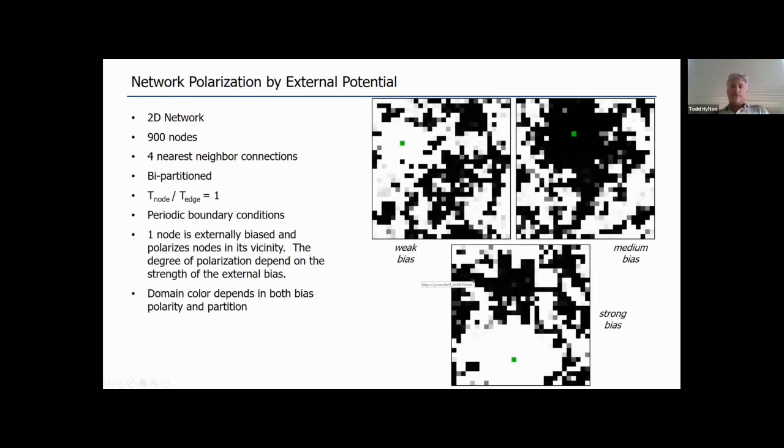Now, what happens if I introduce an external node and I bias charge into the network? Well, what happens is the external nodes are able to polarize the regions of the nodes immediately surrounding them. Their polarization depends on their polarity, as well as, it turns out, on the partition. This network is bipartitioned, and it matters which partition the node sits in. That's a technicality that I'm not going to be able to cover today because I simply don't have time.